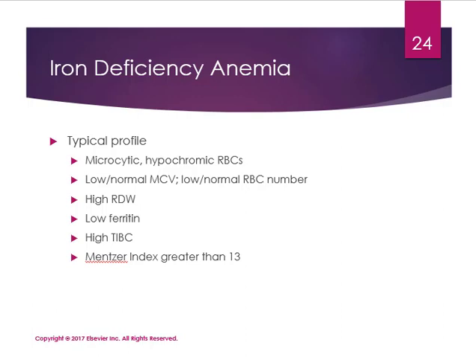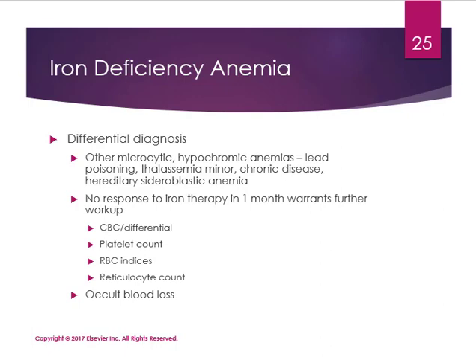Some differential diagnoses that you would consider are other microcytic hypochromic anemias, such as lead poisoning, thalassemia minor, chronic diseases, and hereditary sideroblastic anemia. If you don't receive a response to iron therapy in 1 month, then that would require a workup. Further labs such as CBC with a diff, platelet count, RBC indices, and then a retic count, and of course assess for occult blood loss.